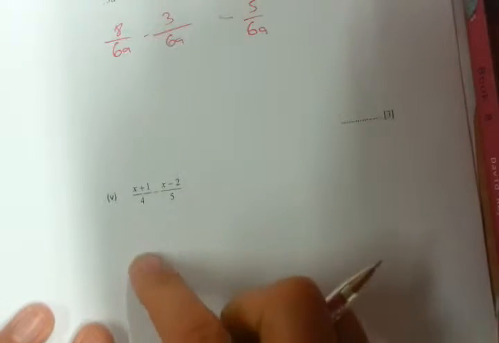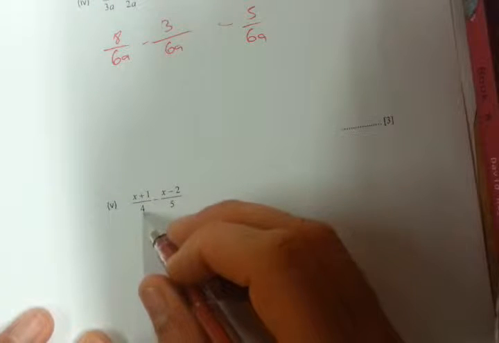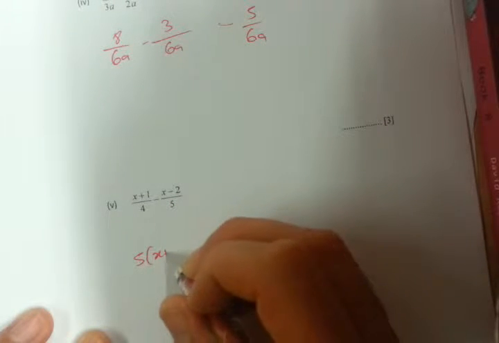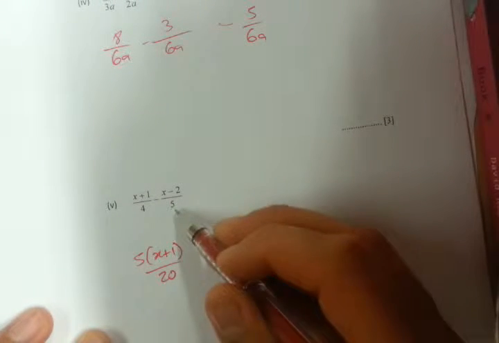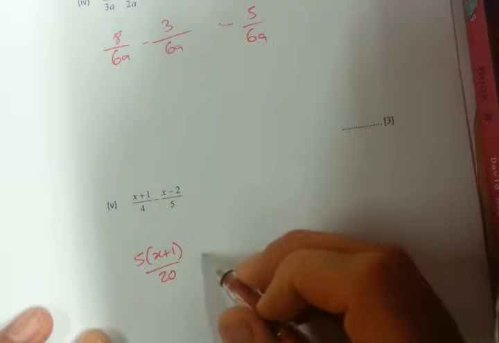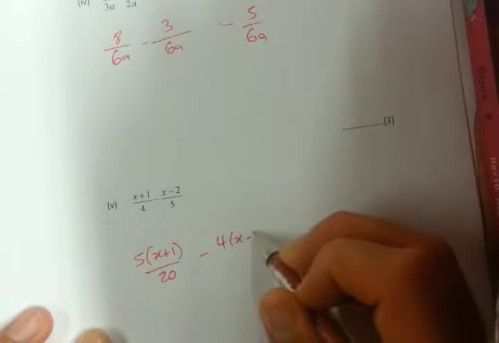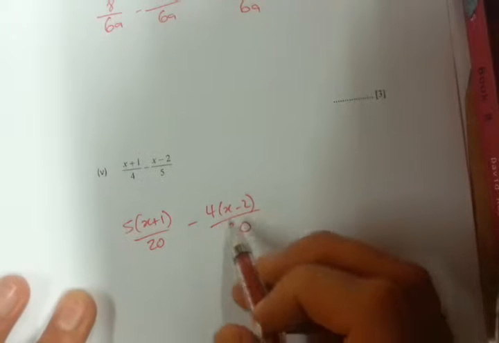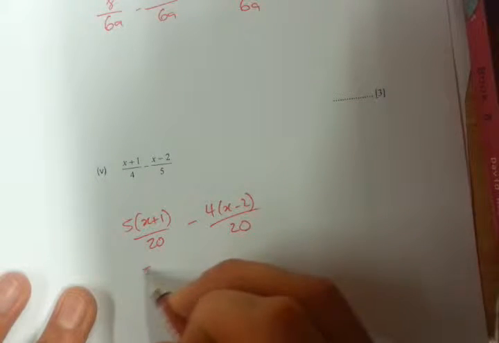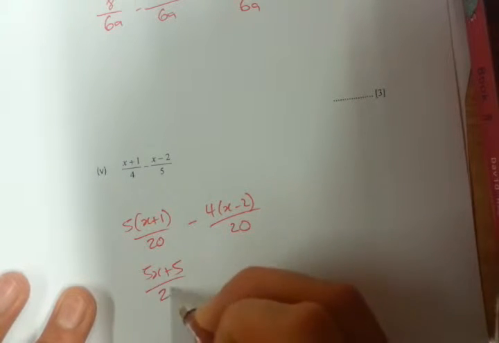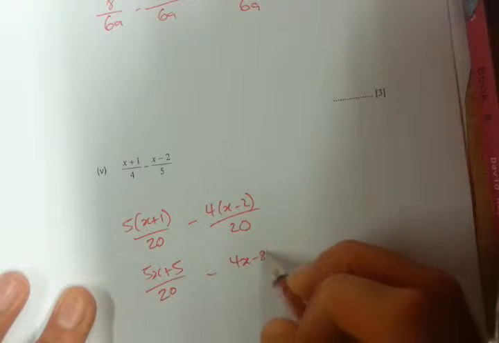Here, lowest common denominator is 20, so we multiply this by 5. We get 5 lots of x plus 1 over 20. And multiply this by 4, top and bottom. Got to be careful here because we can see that minus is going to create a problem soon. So this is 5x plus 5 over 20, and this is 4x minus 8 over 20.